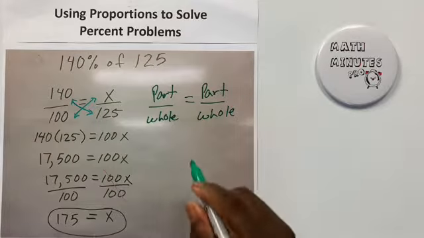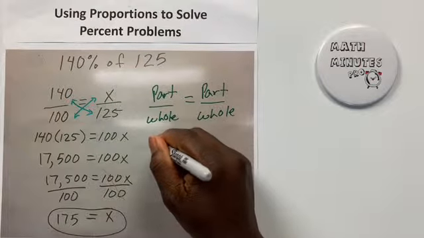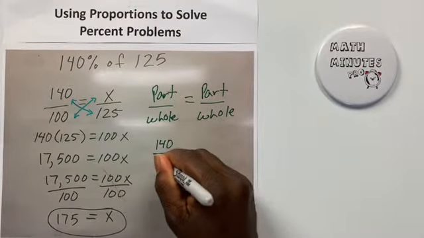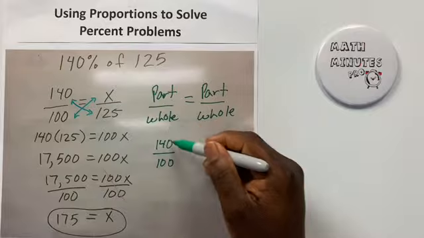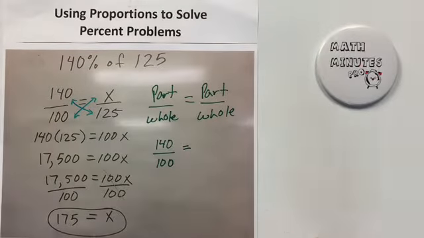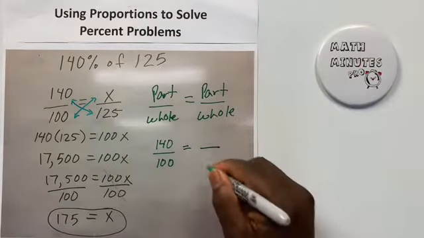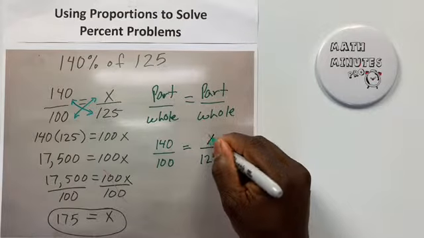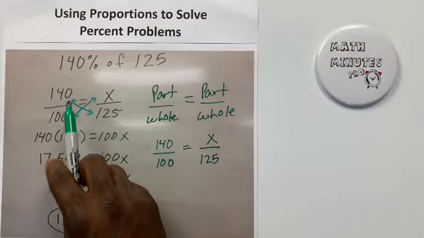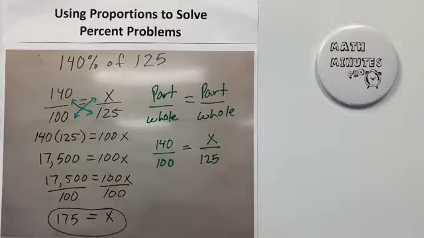So I'm going to demonstrate how you write this proportion from scratch. 140% is written as 140 over 100. That's 140%. Now, that's part over a whole. And it says of 125, so that means it's of 125, that's 125 that goes right there in the denominator. That's the whole. So what's left? X. And that is how you convert this statement, 140% of 125, into a proportion.